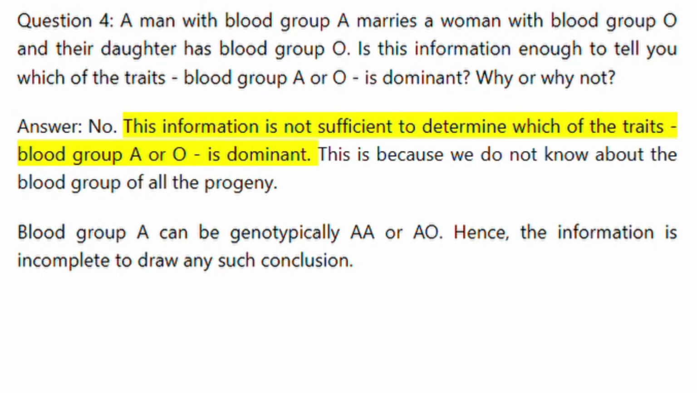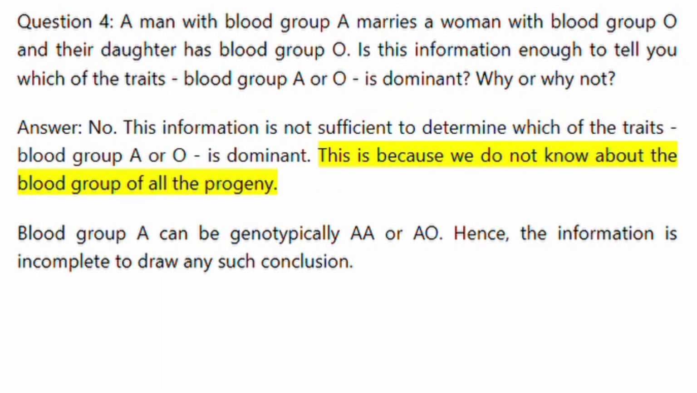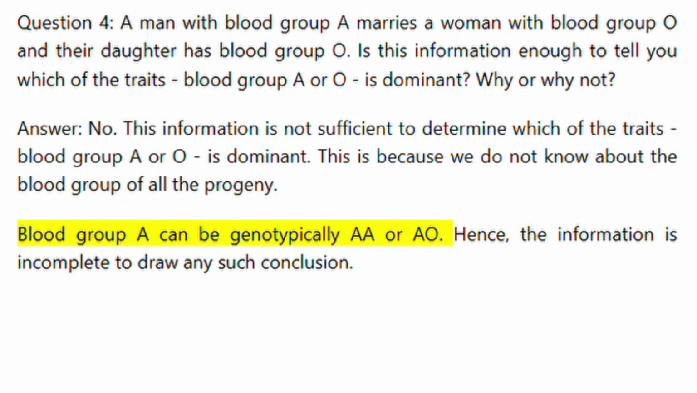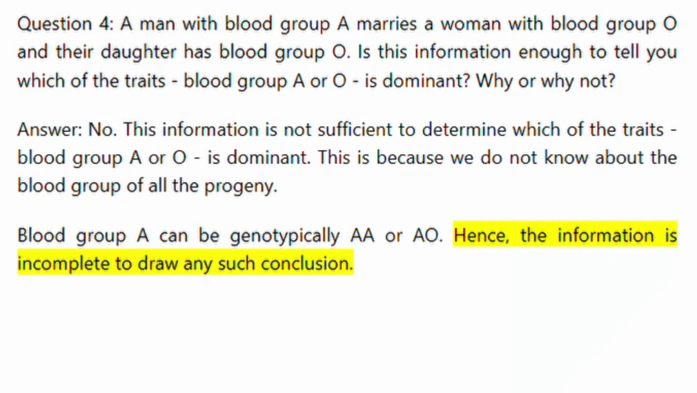This information is not sufficient to determine which of the traits, blood group A or O, is dominant. This is because we do not know about the blood group of all the progeny. Blood group A can be genotypically AA or AO. Hence, the information is incomplete to draw any such conclusion.